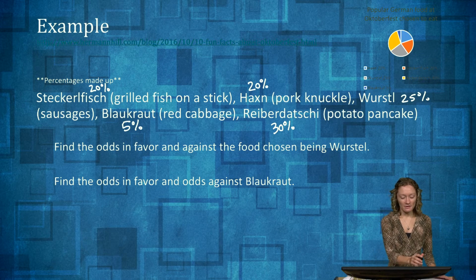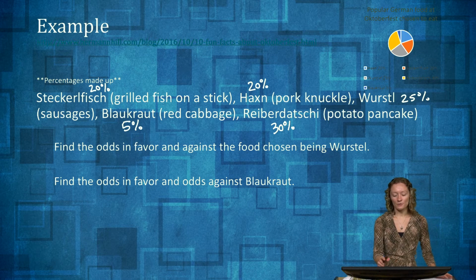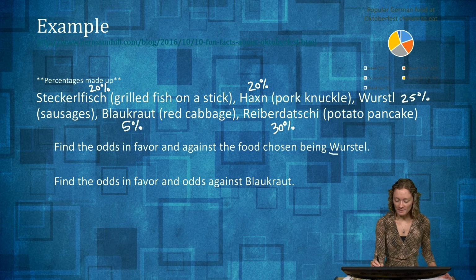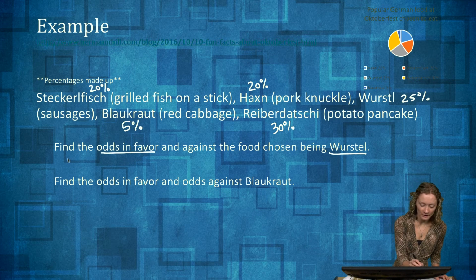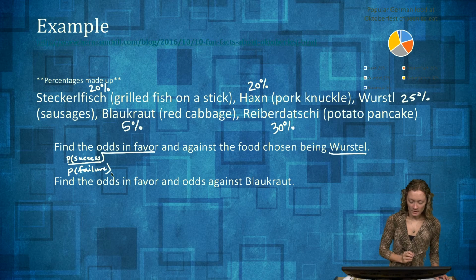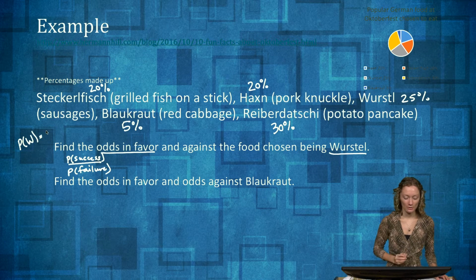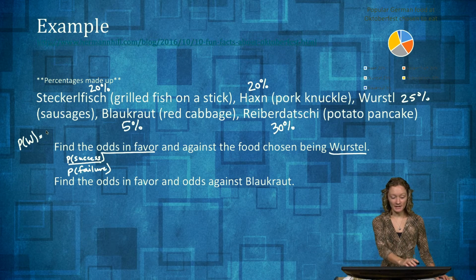All right, so the question: find the odds in favor and against the food chosen being Wurstel. So the event is Wurstel. We want odds in favor and against. So let's start with odds in favor. Odds in favor is probability of success over probability of failure. Success is Wurstel. So what's the probability that Wurstel is chosen? Well, the percentage of the time it's chosen is 25%.